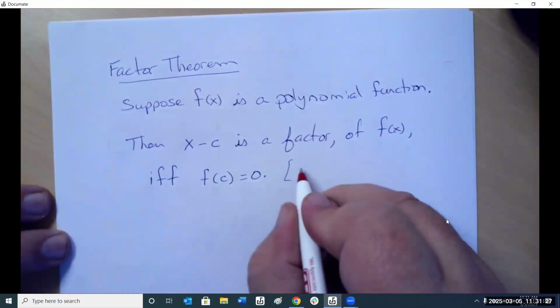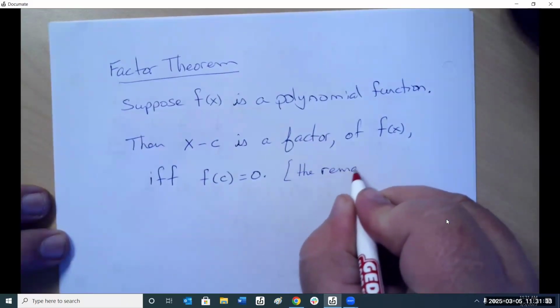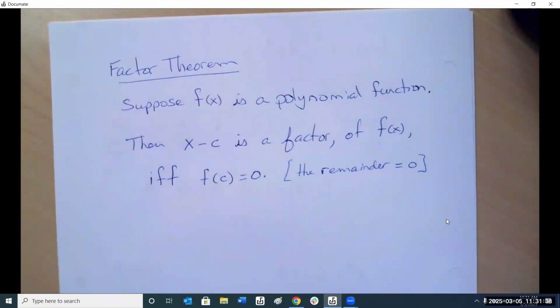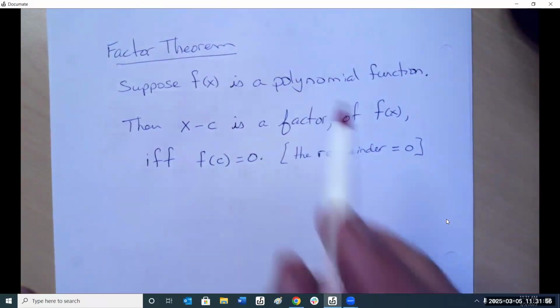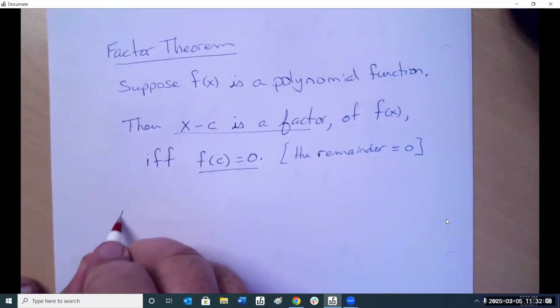What this says is the remainder equals 0. So it's actually two parts you're looking at. It's a polynomial function where that's a factor and the remainder is 0. Those are the two statements that the theorem brings out for us. Let's look at an example.